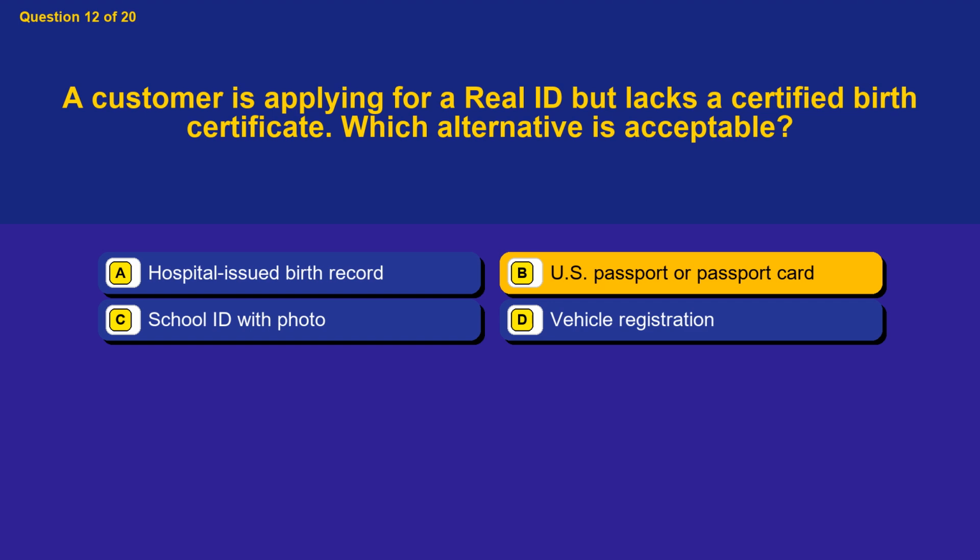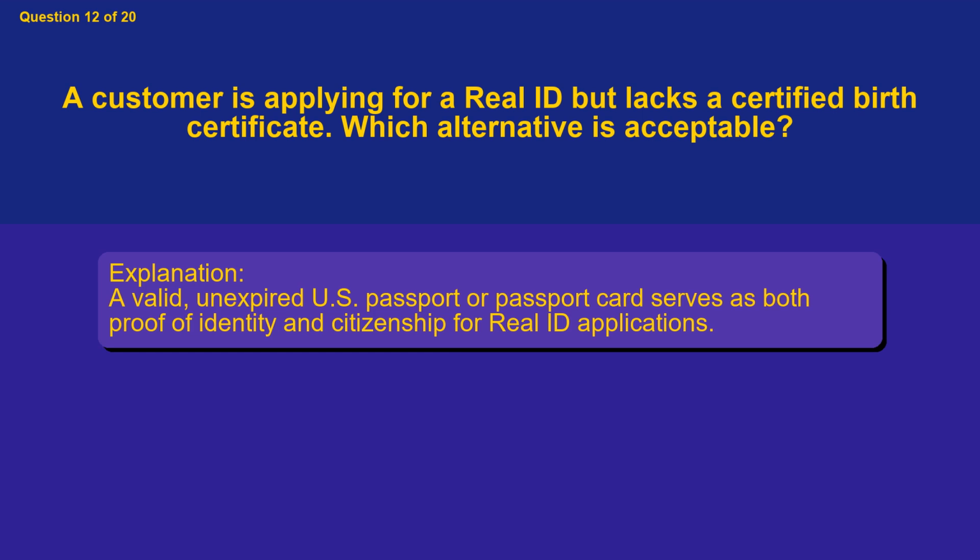The correct answer is option B, U.S. passport or passport card. A valid, unexpired U.S. passport or passport card serves as both proof of identity and citizenship for Real ID applications.